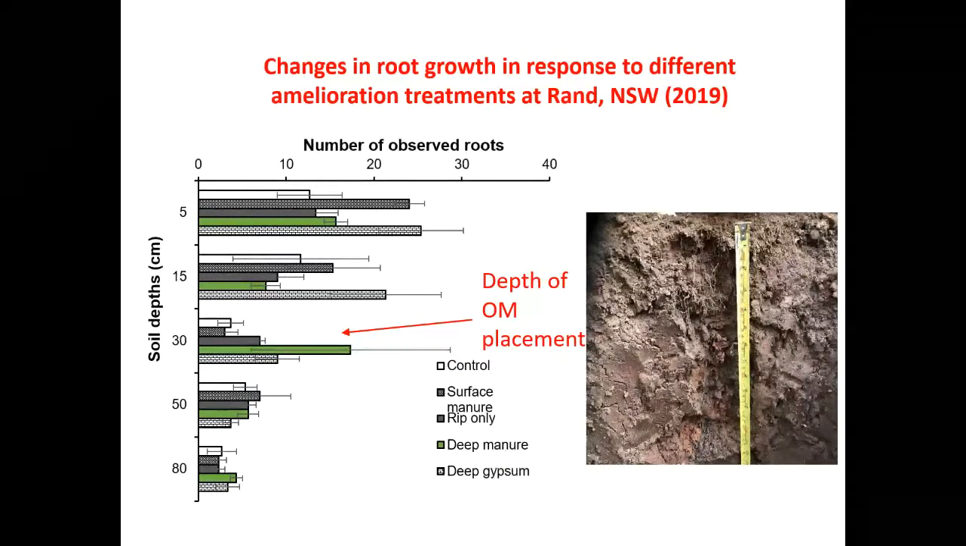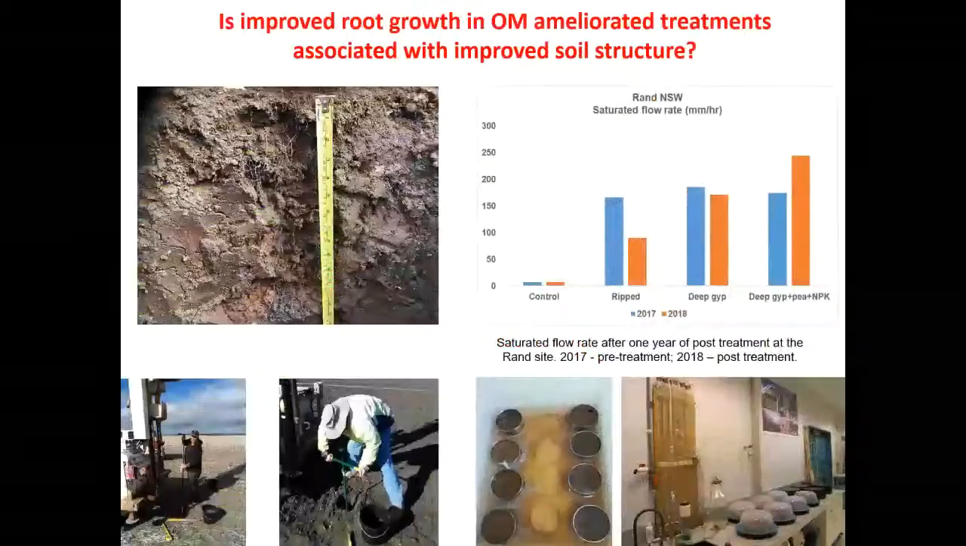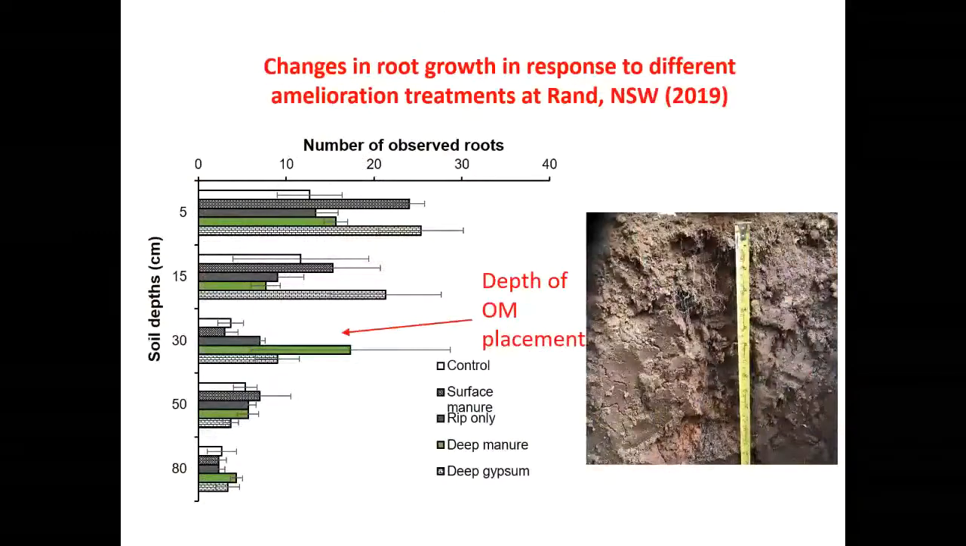You compare that to a control surface, deep ripping only. And what you're seeing here is a marked improvement in the number of roots observed around where the ameliorant is. I don't know if it's visible in the picture here, but you're looking at about 30 centimetres. Can you see that proliferation of roots into the subsoil and in the ripping channel there?